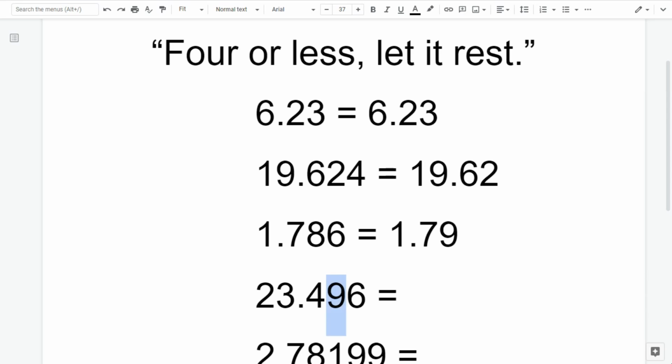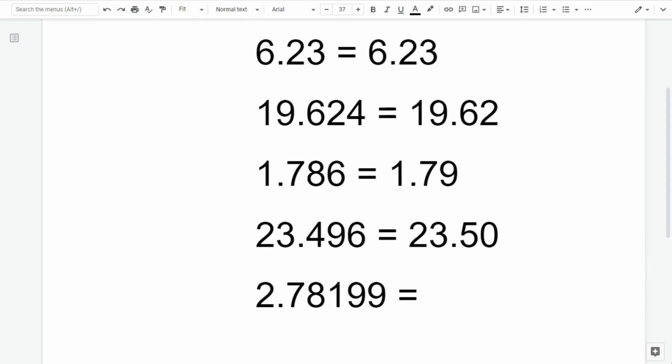This one, 23.496. So this is in the hundredths place. This 6 is the one we look at. Now it's 5 or above, so we need to give this 9 a shove, but that would shove it up to 10. So we're basically going to need to carry it into the next column. This would become 23.50. It's kind of like this 49 right here made it all the way up to 50.